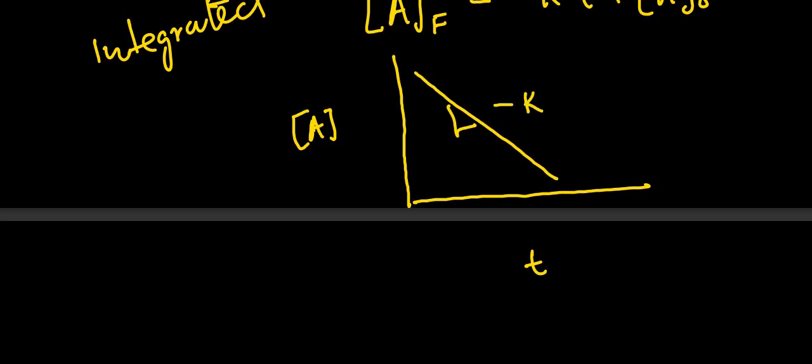It has a negative what? A negative slope. That's how you know you're dealing with a zero order reaction, because the concentration will be decreasing at a constant pace. This is what we have in terms of a zero order.